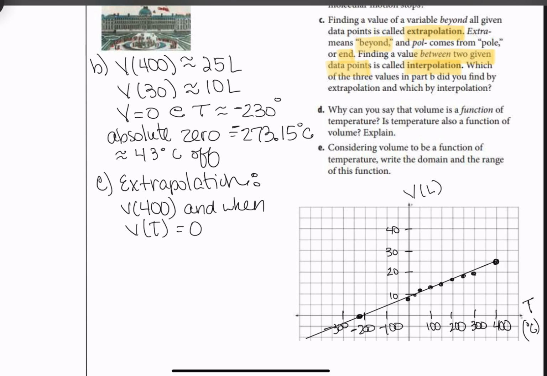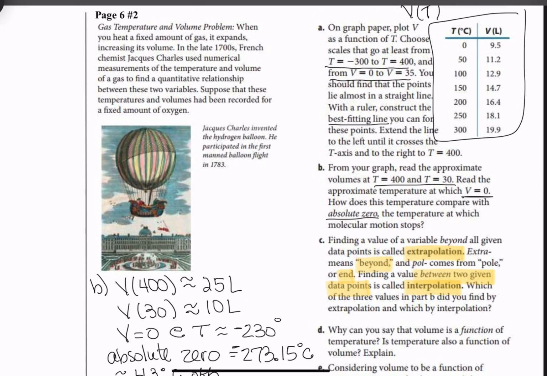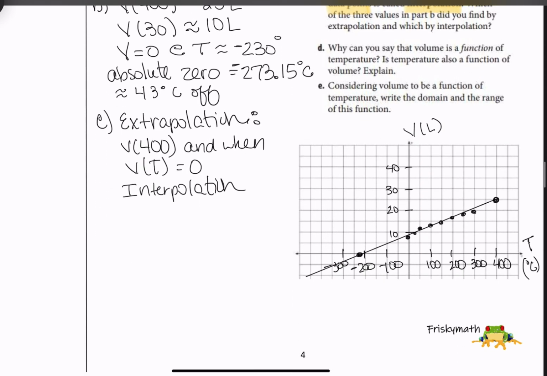And then interpolation means in between the given points. As long as we were somewhere between 0 degrees and 300 degrees, we were interpolating anything that wasn't given to us. So I think that would be our 30-degree point where it came out as 10 liters. So V of 30.